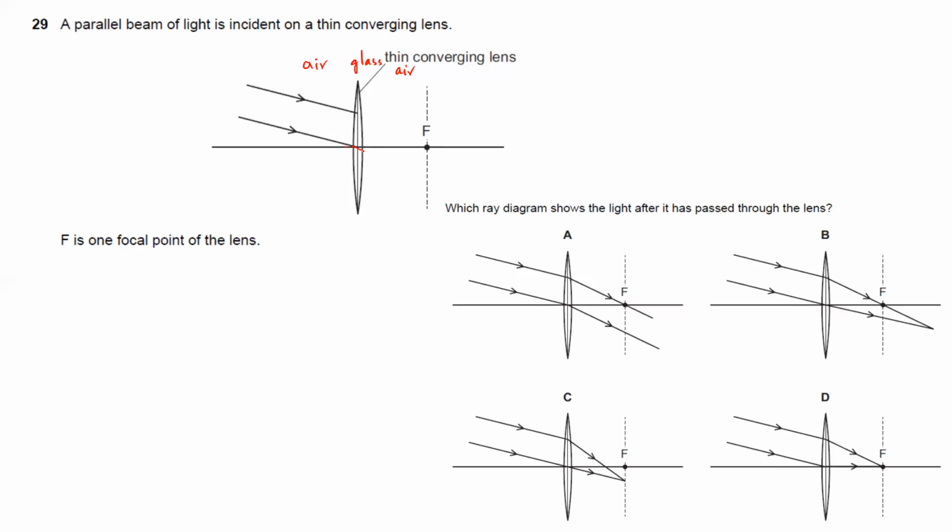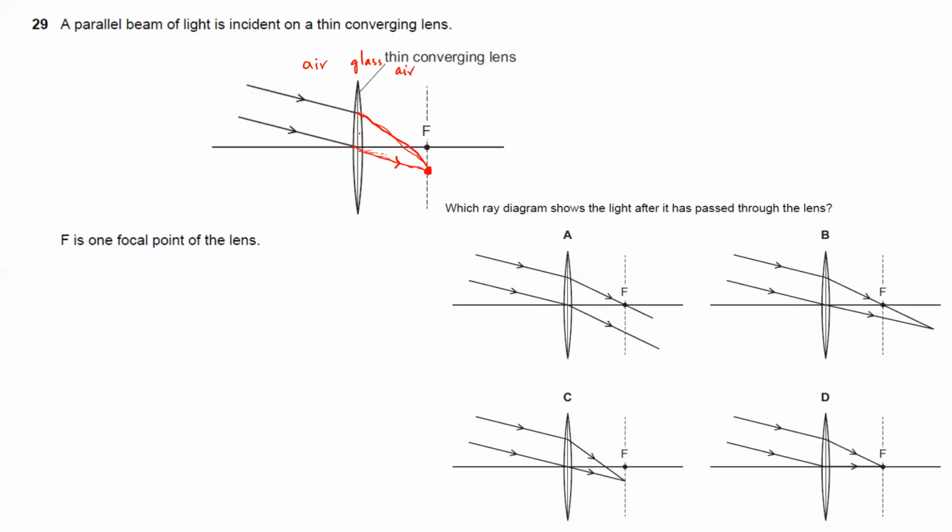It moves there, and denser to rarer, this is the normal, away from the normal, so it moves somewhat here, something like this. Again, rarer to denser, towards the normal, and then away from the normal. If I have to draw it in a better way, towards the normal and then away from the normal. So basically, they both converge on this focal plane at one point.